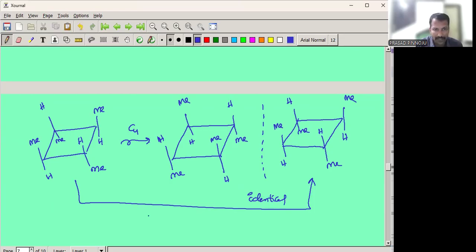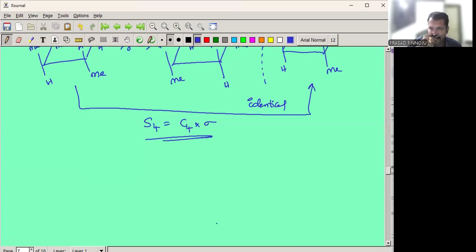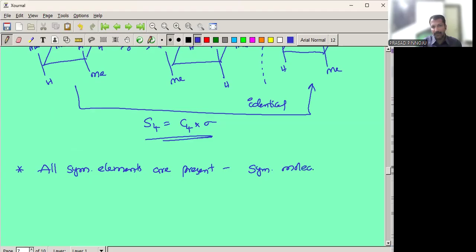So this is called S4, that is C4 into sigma. This is another symmetry element, the improper axis of symmetry. If all symmetry elements are present in a molecule, then that molecule is considered a symmetric molecule, optically inactive.